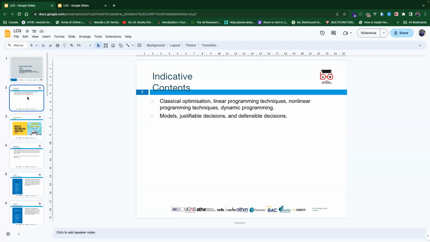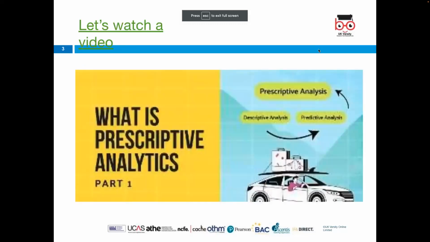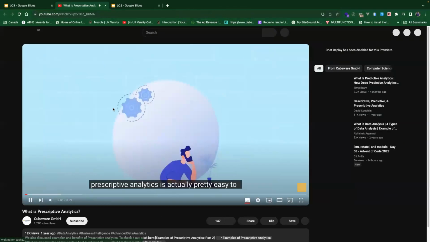So what are the indicative contents today? First of all, classical optimization, linear programming techniques, nonlinear programming techniques, dynamic programming, models, justifiable decisions, and defensible decisions. Today we'll also be looking at what is prescriptive analytics. Let's open the video, and after the class, we will finish it. We will continue the video.